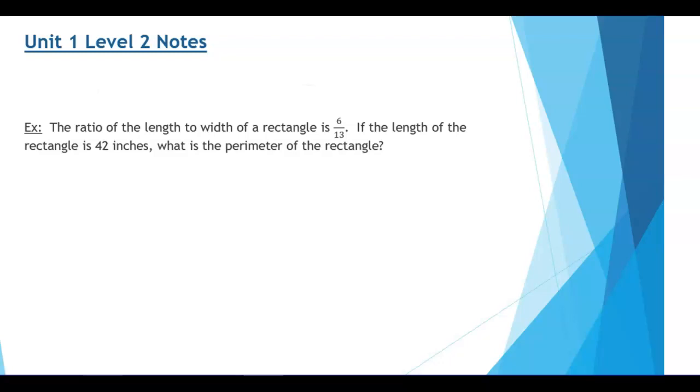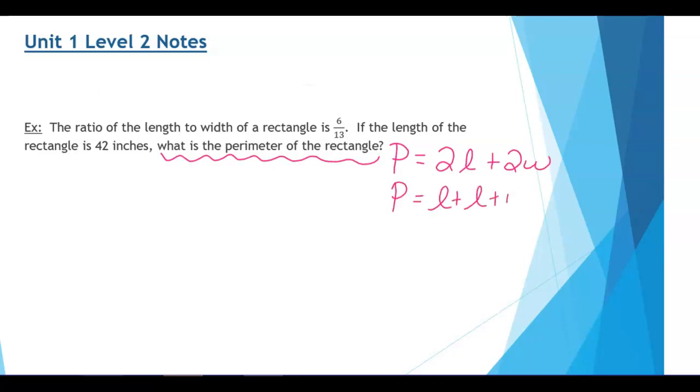Our first example, we're given the ratio of the length to the width of a rectangle is 6/13. If the length of the rectangle is 42 inches, what is the perimeter of the rectangle? So we ultimately need to find the perimeter of a rectangle, and the perimeter of a rectangle is twice the length plus twice the width. And that comes from adding up all the sides and combining like terms. L plus L is 2L, and width plus width is twice the width.